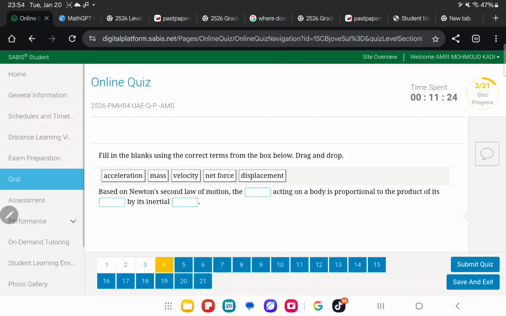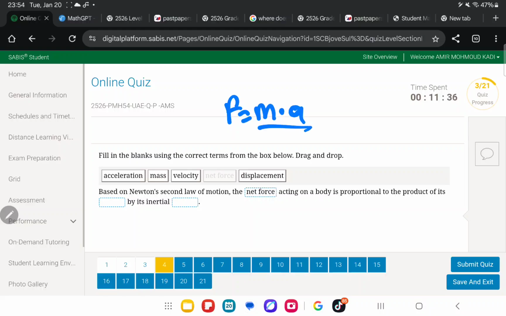Okay, so that means we can simply say the net force acting on a body is proportional to the product. Product, that means we already said F is equal to M multiplied by A. This over here is a product. M is multiplied by A.